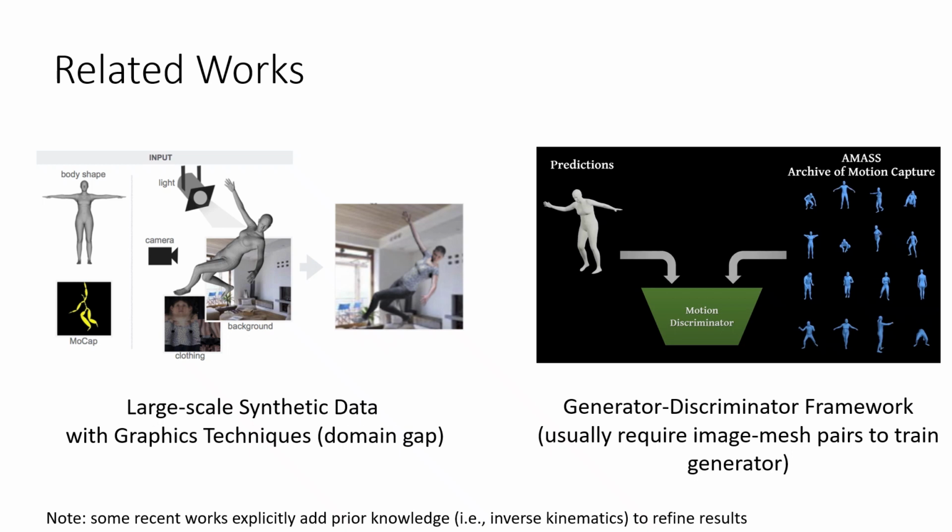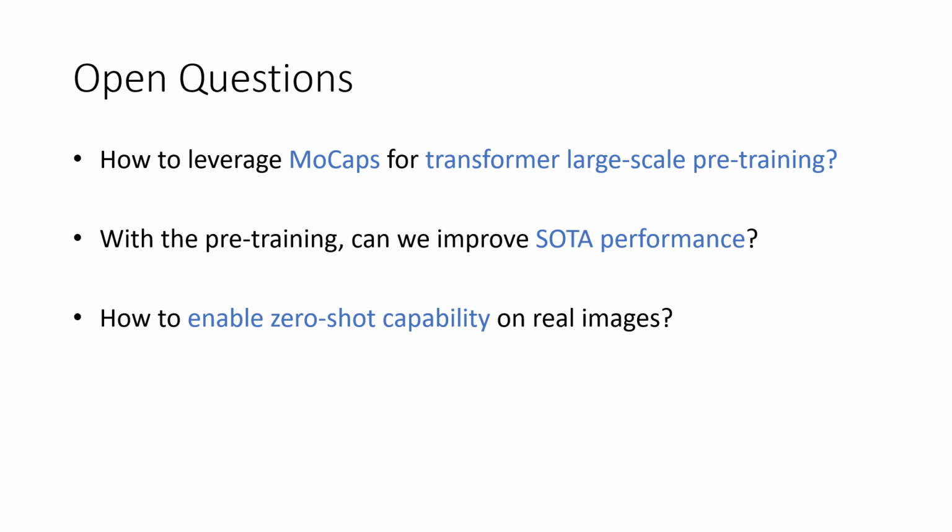On the other hand, researchers have also explored adversarial training by using a generator and discriminator. However, this approach usually requires image mesh pairs to train the generator. We think there are several open research questions in these directions. First, how to efficiently leverage the MoCap dataset for pre-training the transformer at a large scale. Secondly, with such large-scale pre-training, can we improve the state-of-the-art performance? Finally, given such a pre-training technique, can we enable a zero-shot capability on real images without any fine-tuning?